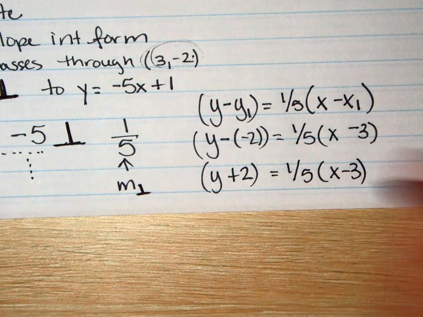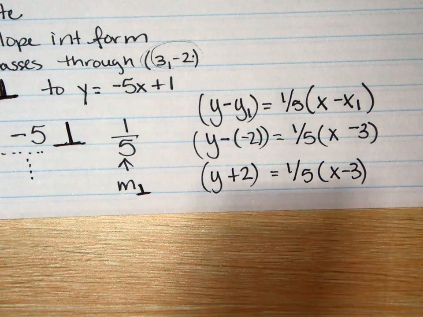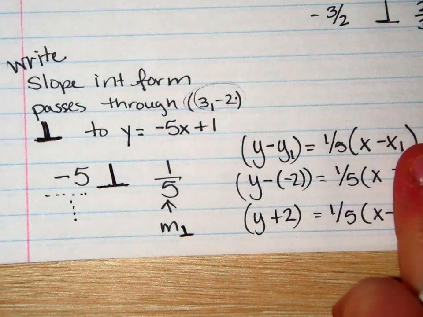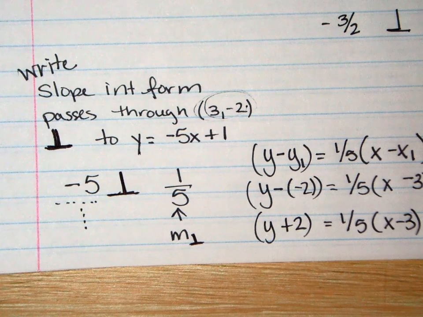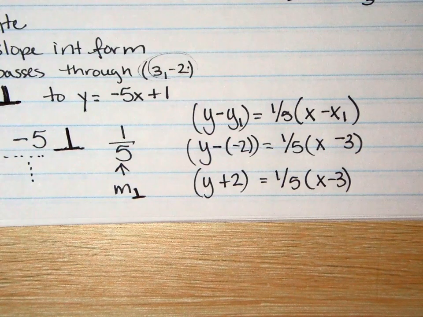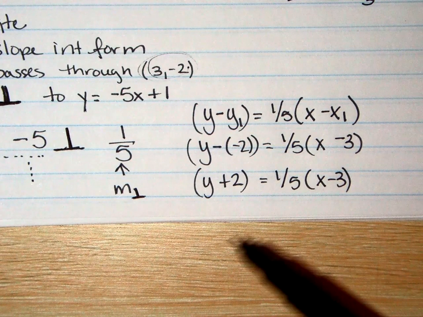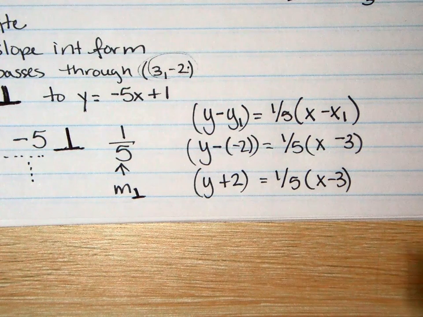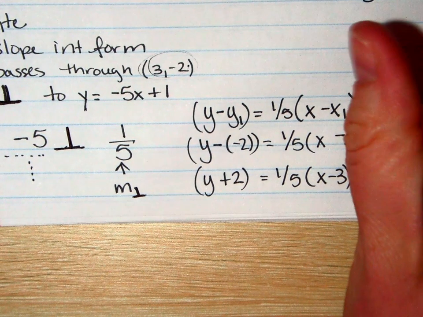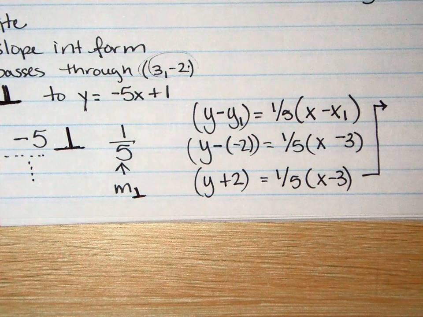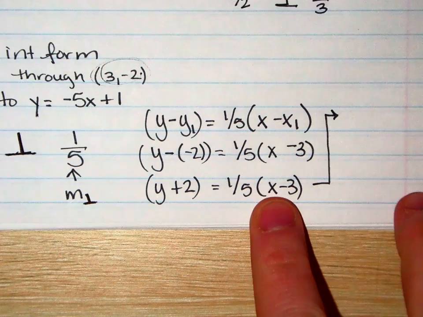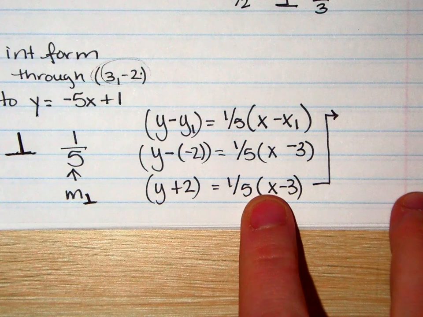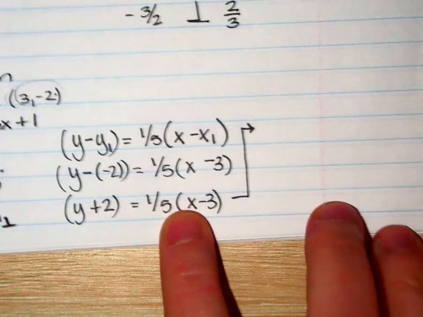Now, if I did not have to write the equation in slope-intercept form like the problem asked me to do, I could be done right here. I don't have to solve for y or anything, which is why I love point-slope form. But in order to get into slope-intercept form, I need to do some math. So I am going to solve this equation for y, which means I'm going to start here with distributing 1/5 to both parts of this parentheses.